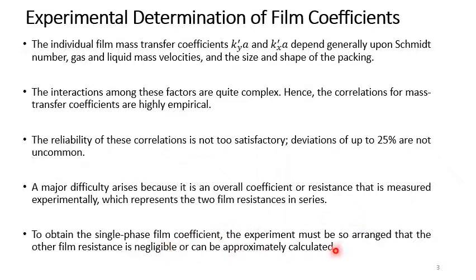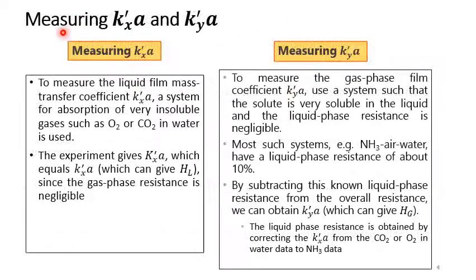We need to arrange an experiment such that the other film resistance is negligible, or you can approximately calculate the film resistance of either the gas or liquid phase, or make it negligible for either gas or liquid phase. For example, if you want to measure KXA and KYA, let's look at measuring KXA first. This KXA is the liquid film mass transfer coefficient. To measure KXA, you need a system to absorb highly insoluble gases in water, such as oxygen and carbon dioxide.